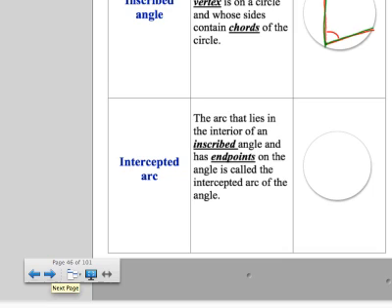And then an intercepted arc is the arc that lies in the interior of an inscribed angle. The endpoints of the angle are the endpoints of the intercepted arc. So if I draw an inscribed angle, something like this, well, then the intercepted arc is that blue arc right there. It just goes between the endpoints of the angle. So that's what we're looking at when we talk about intercepted arcs.